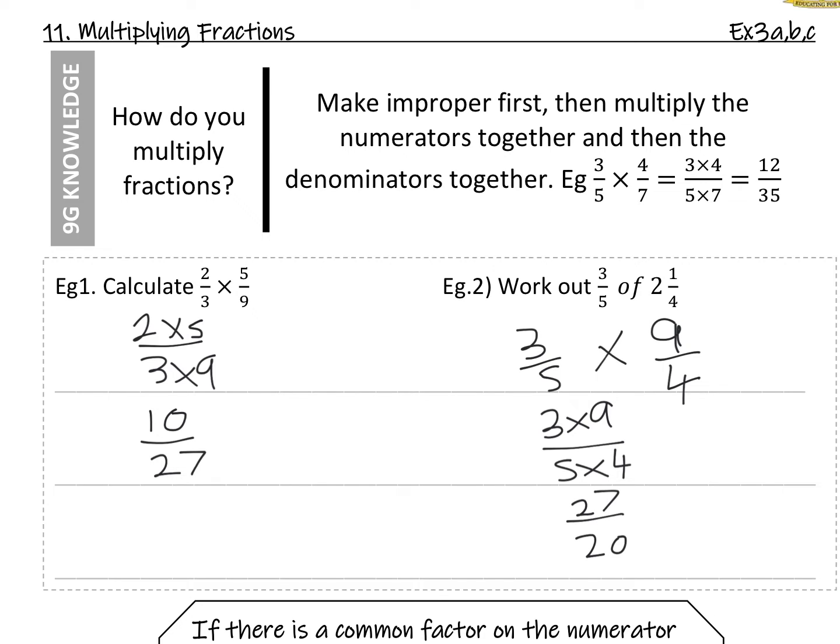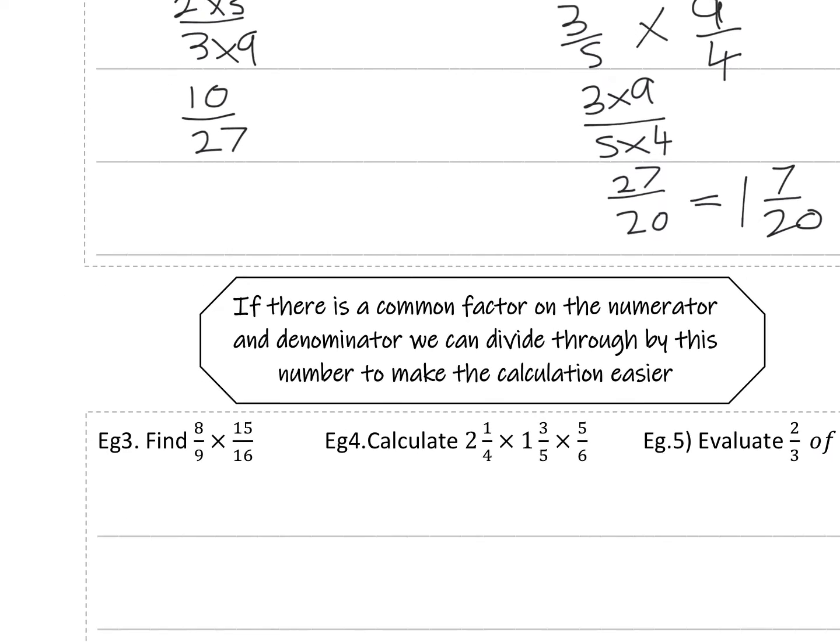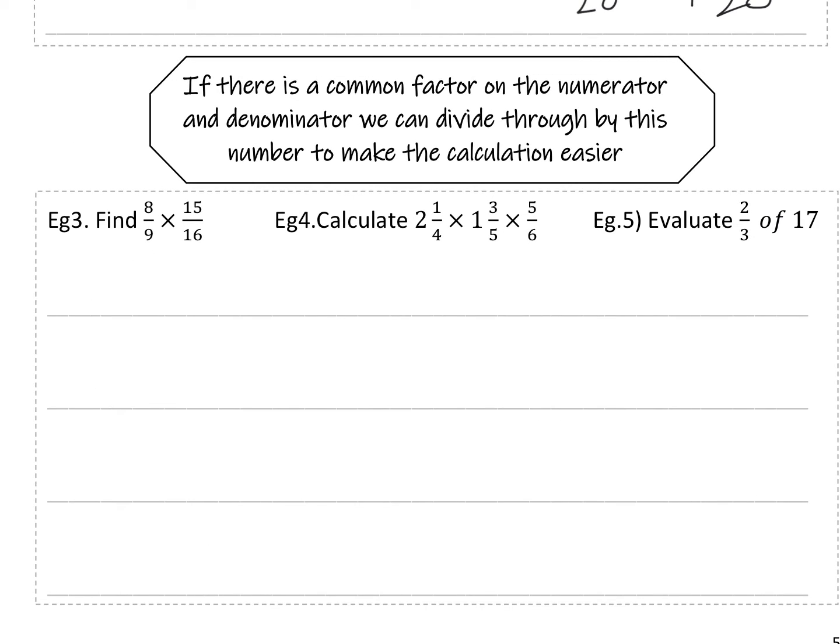We wouldn't leave our answer like that because this here is improper. Your final answer should be back into a mixed number. So 20 goes into 27 one time, and then there's 7/20 left over. Now, if there's a common factor on the numerator and denominator, we can divide through by this number to make the calculation easier. Now this is just when we're multiplying fractions that we can do this.